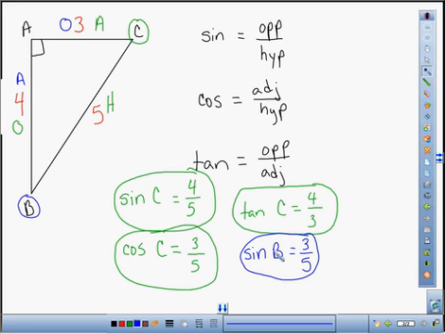But you can find the sine, the cosine, and the tangent as long as you know what the 3 sides are. Don't forget the Pythagorean theorem. If you only know 2 of the sides, you can still find that 3rd side using the Pythagorean theorem. But these are the sine, cosine, and tangent ratios.